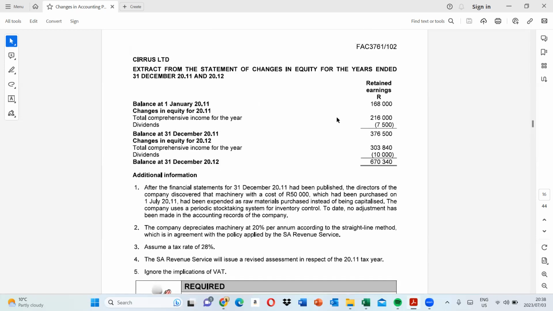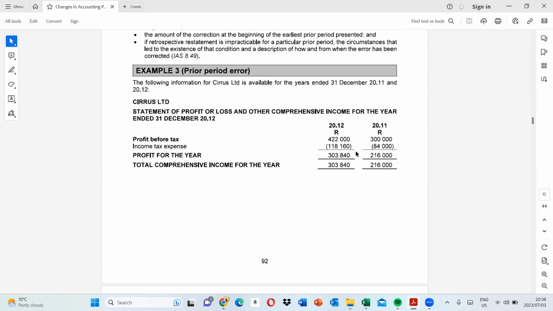Now, what does it mean? It means that when they did these financials, they did not take into account the error which was made in 2011. Do you agree with me, guys, that in 2012, since there was a machinery which was recorded in 2011, the depreciation of that machinery was not accounted for in 2012?